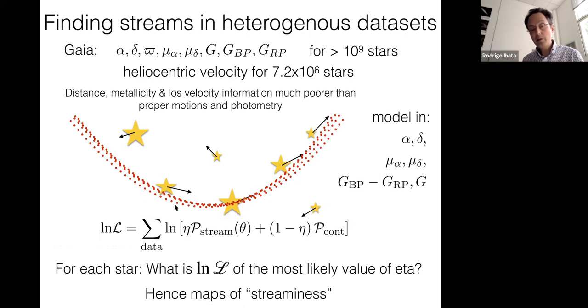And essentially, what we construct is a likelihood like this, where we have a stream model which contains all of these parameters, and a contamination, also a Milky Way foreground or background model, that is also a function of all of these observables. And then what we do is we find the most likely fraction of stream stars, and calculate for that most likely value of eta here the likelihood of that star being a stream. So essentially, this allows us to make maps of streaminess of Gaia stars.